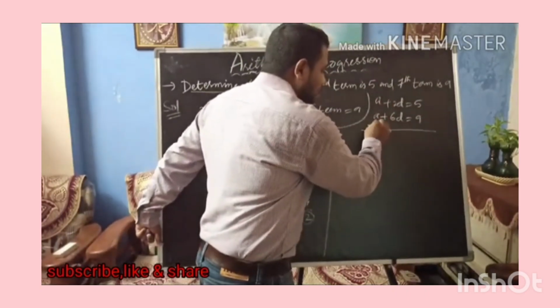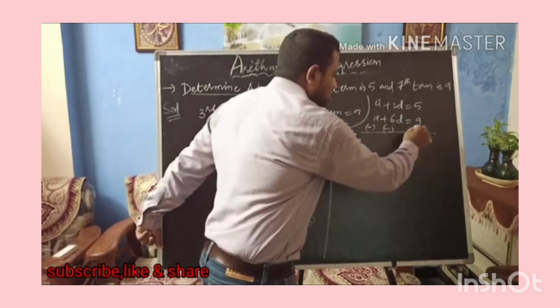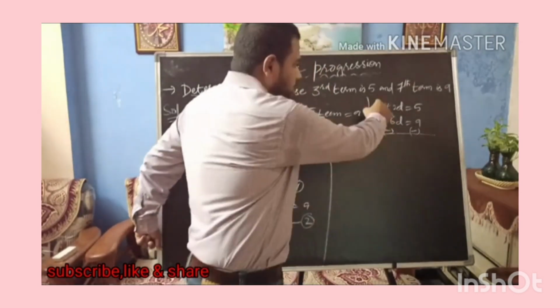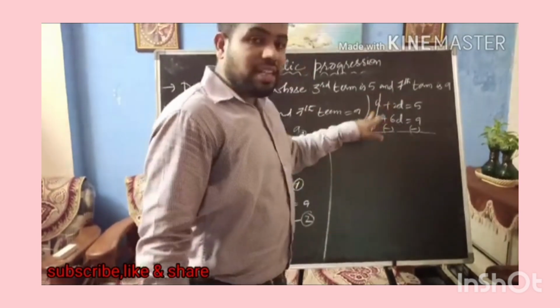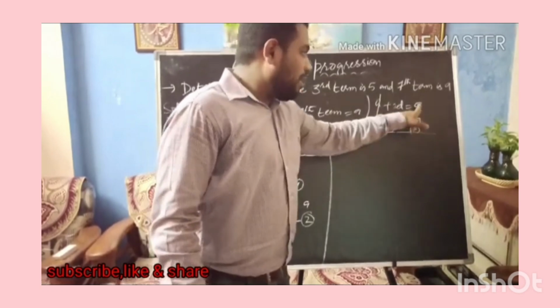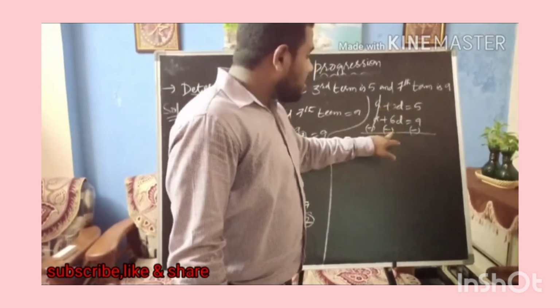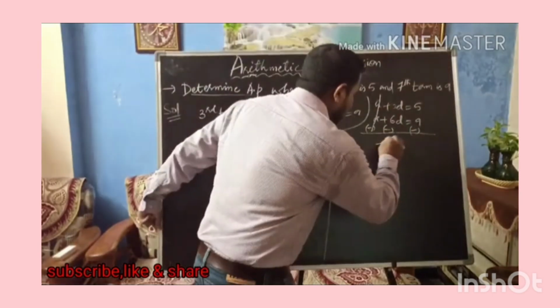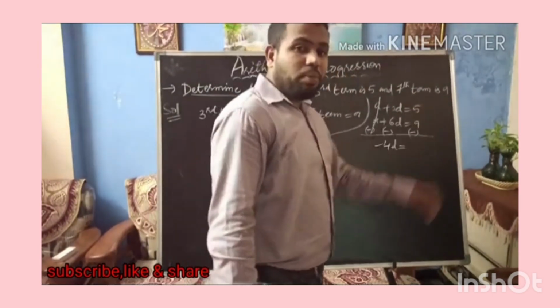This plus is going to become minus, and this plus is also going to become minus, and this plus is also going to become minus. See here, it's plus and minus, both are the same, so I'm just going to cancel them. So plus and minus got cancelled. What remains? It's plus 2d minus 6d, plus 5 minus 9. So 2d minus 6d is going to be minus 4d, right? 5 minus 9 is going to be what?